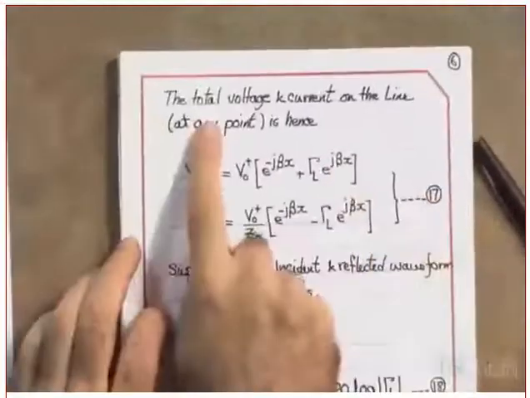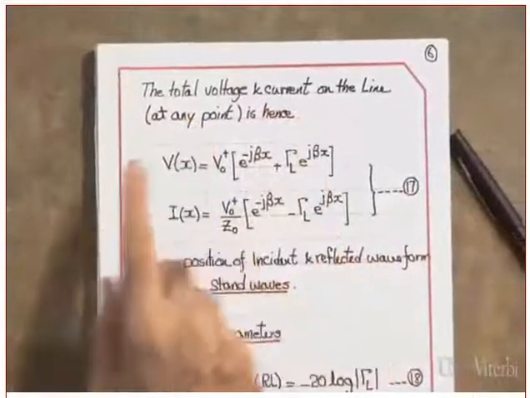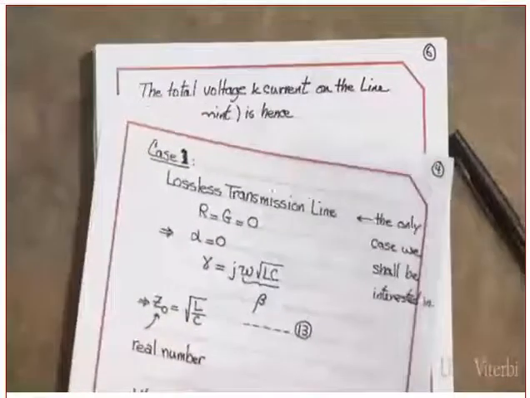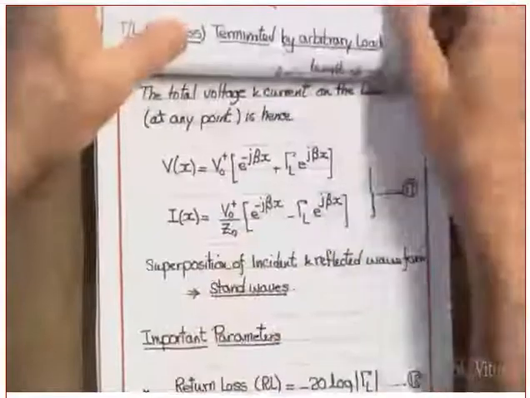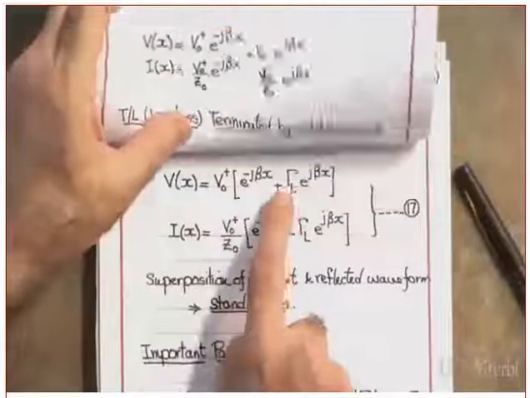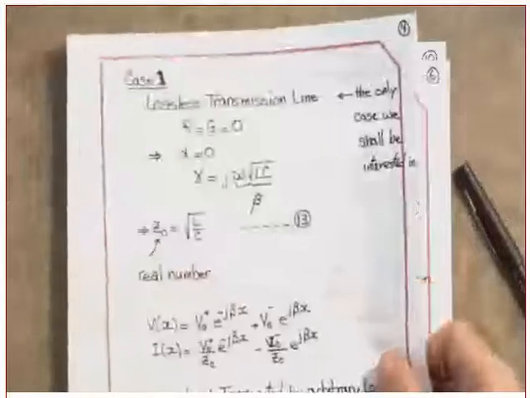Now, what do I have? The total voltage and current on the line at any point. Now, how am I going to modify the equations? I'm going to write V0 plus e to the minus j beta x plus what? And instead of the V0 minus, what am I going to write? What is the V0 minus?